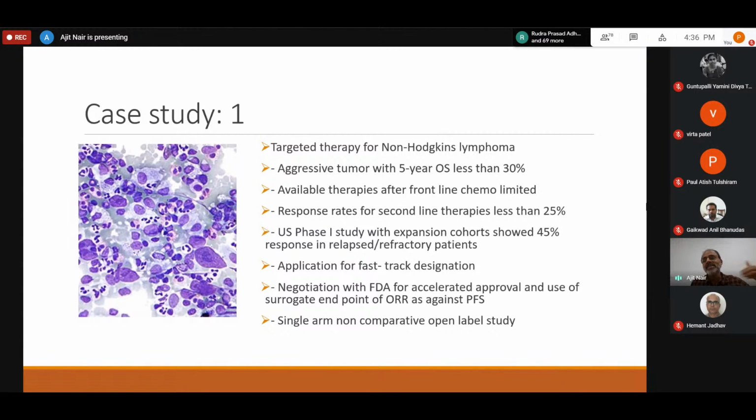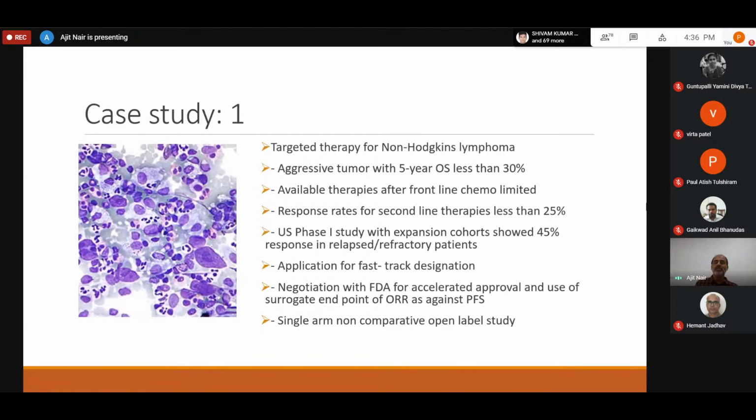The disease doesn't have therapies which really have too much of hope. It's a 25% response rate. You can apply for a fast track designation. And then once you apply for a fast track designation, you can negotiate with the FDA for an accelerated approval, which means that you can now use a surrogate endpoint and not a full endpoint.